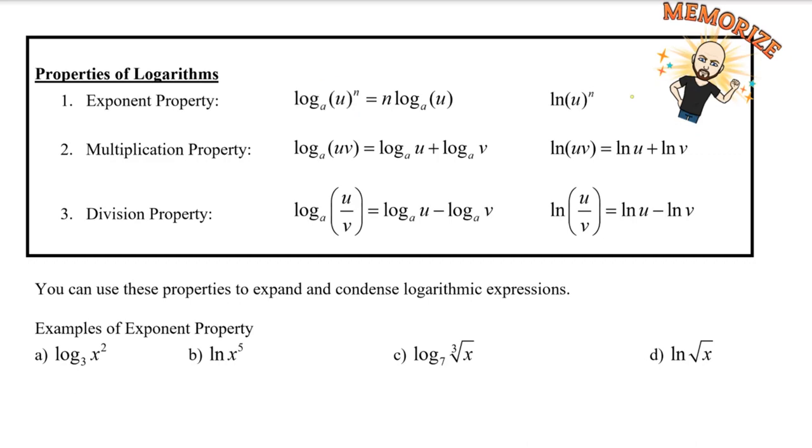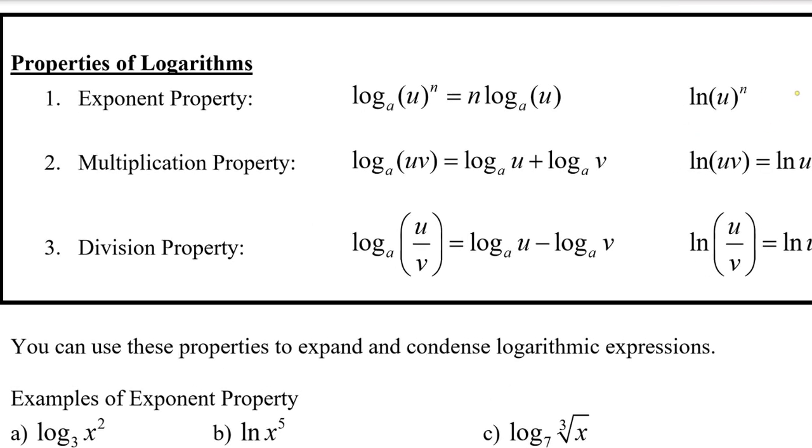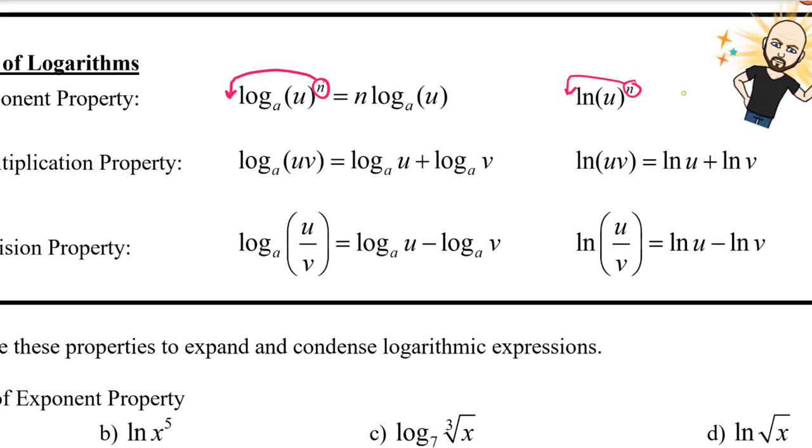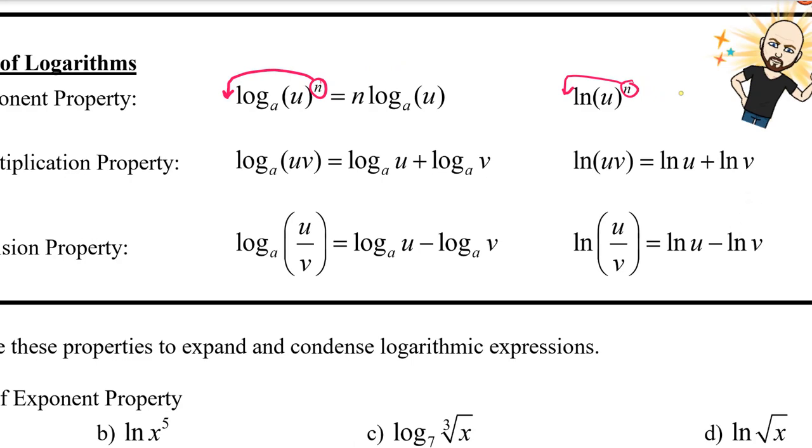So the very first property, this exponent property, takes any exponent and moves it down right in front of the word log, or in front of the natural log part. So this piece right here would be equal to n natural log of u. The n would come down, and then we'd have natural log of u. That's all that would do.